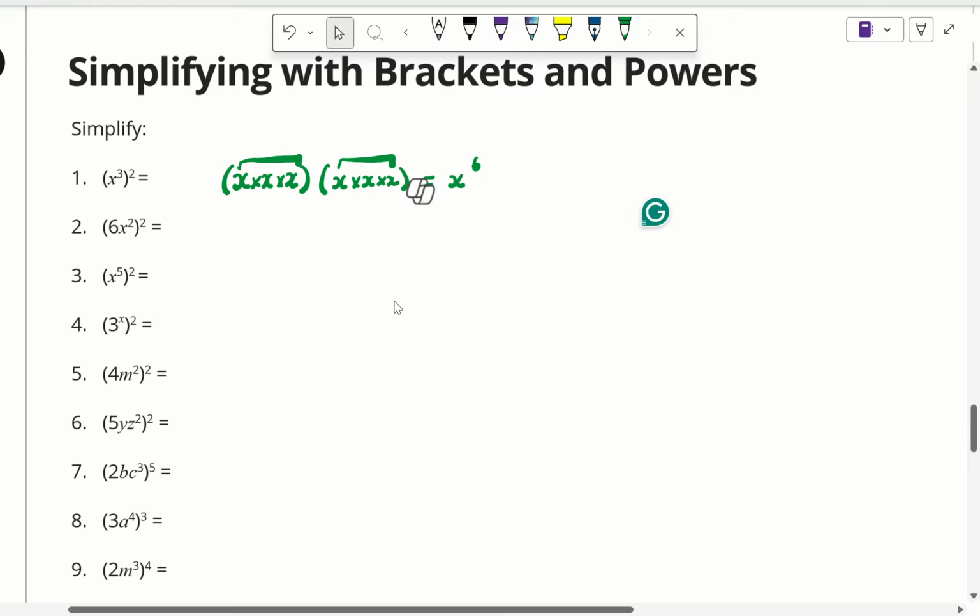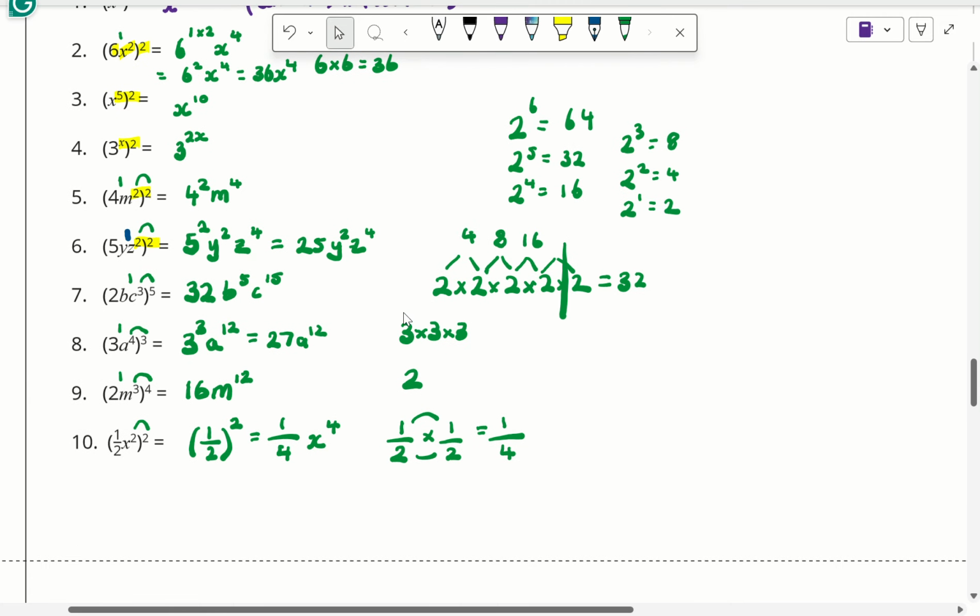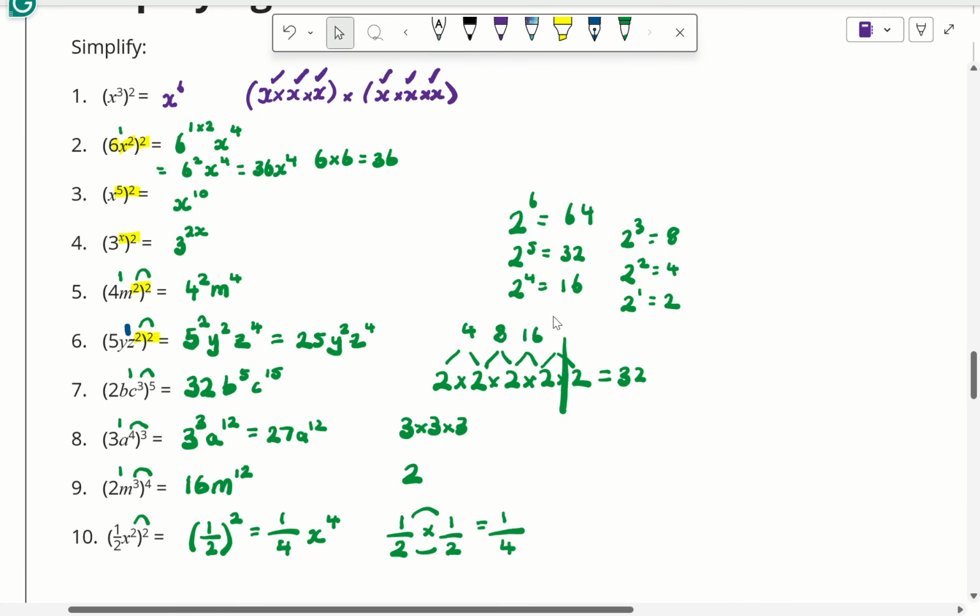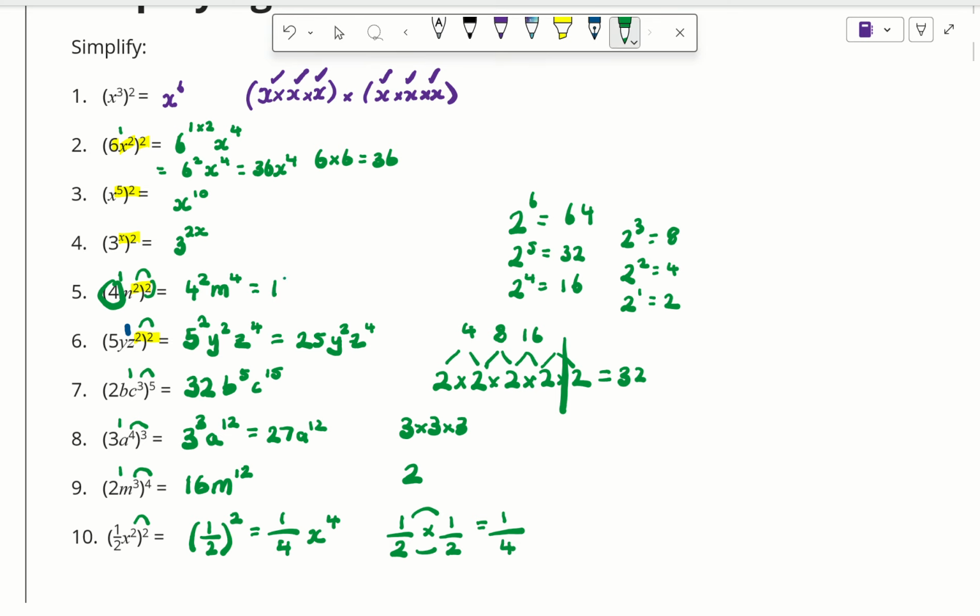So you're going to have to work on those ones. And obviously the trick to doing these is multiplying the numbers. Okay, so the number 4 over here, 4 squared is 16. So I really should have made that a 16, m to the power of 4. 5 squared is 25. 2 to the power of 5 we worked out to be 32.